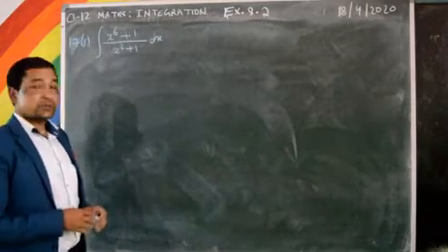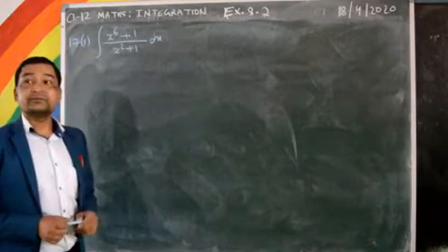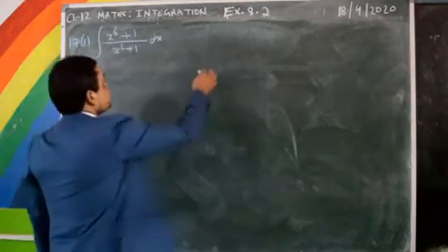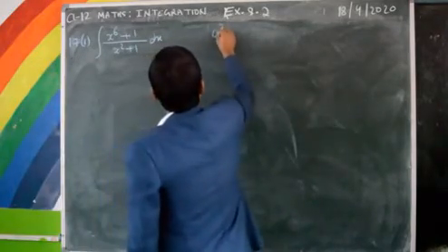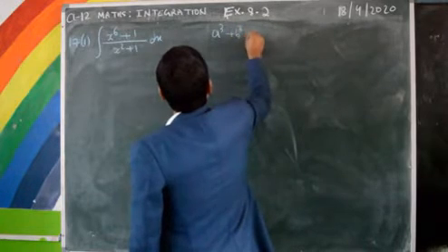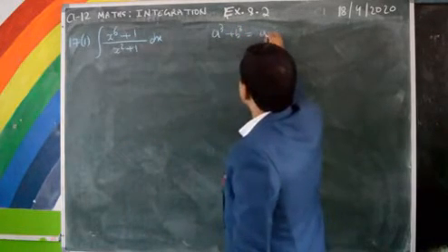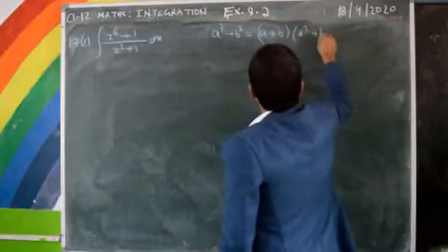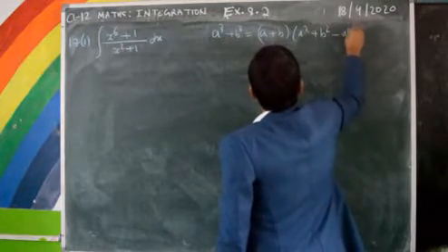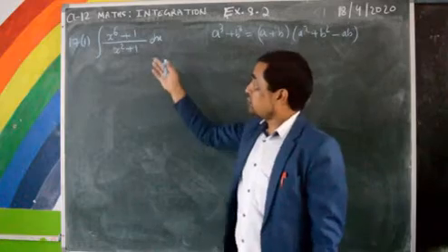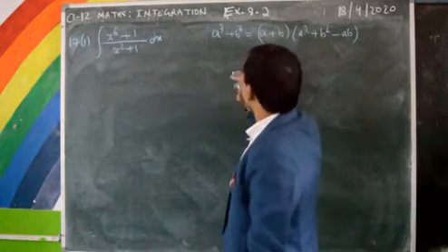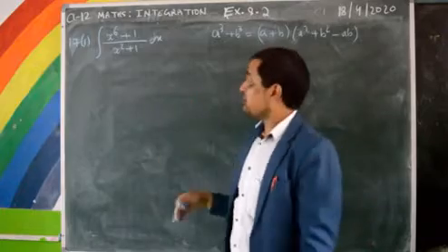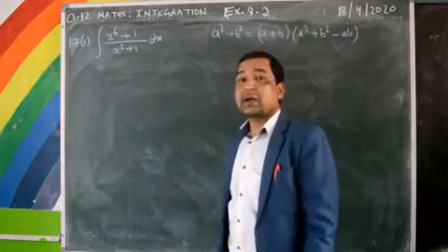Okay, let me use the formula for this one. I'm going to write the formula for a cube plus b cube. The formula for a cube plus b cube is a plus b times a square plus b square minus ab. This is the formula. We will use this at the numerator to expand it. After using this formula, one of the factors of numerator and denominator gets cancelled.